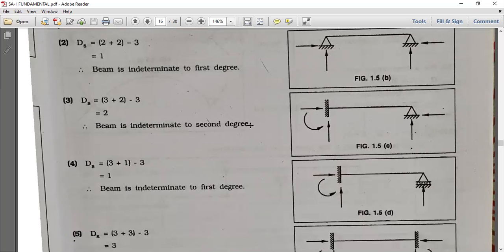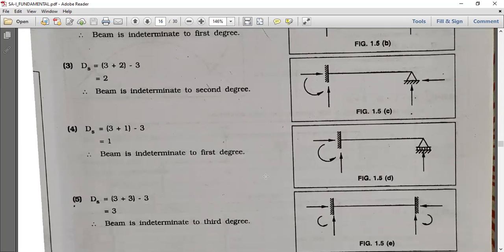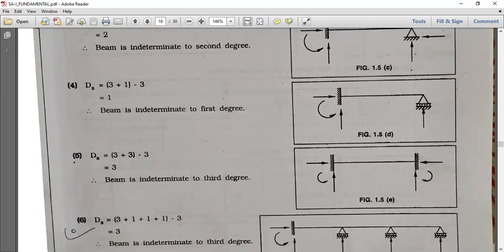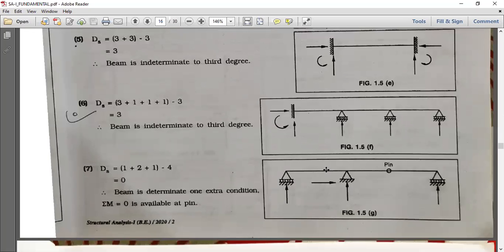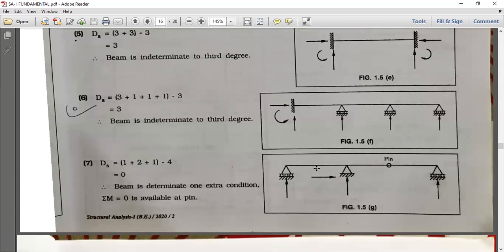For the third beam, fixed support and simply supported support. For fixed support, there are three reactions. For simply supported, two reactions, so 3 plus 2 is 5, and the conditions are 3, so second degree of indeterminacy. Similarly, we can show that. Now we can go for a more difficult beam structure.